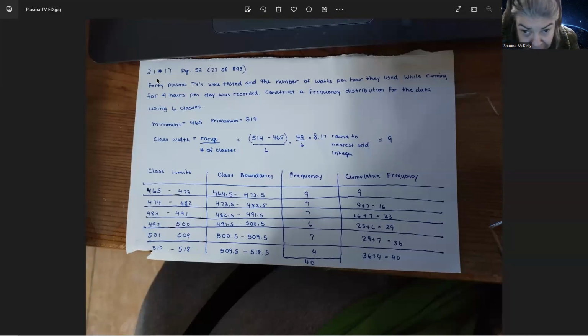40 plasma TVs were tested, and the number of watts per hour they were used while running for 4 hours a day was recorded. I skipped putting the data. You have the data in your homework page. You have the data in your textbook. Construct a frequency distribution for the data using 6 classes.